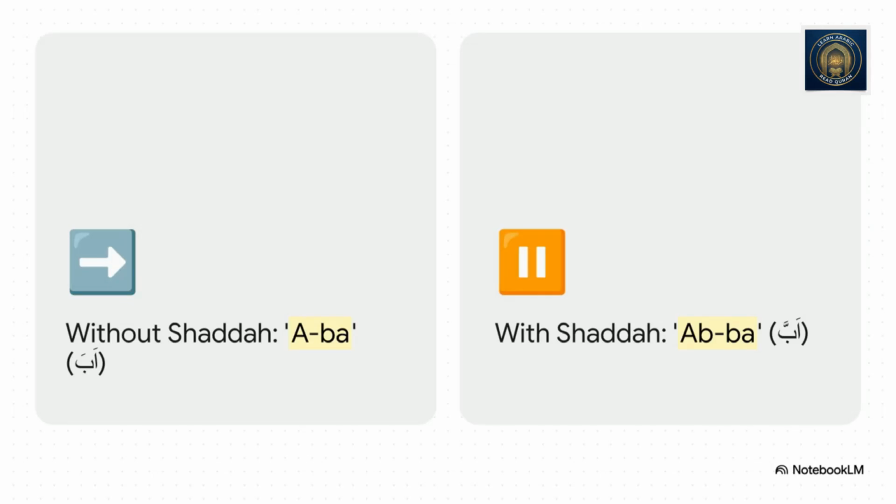On the left, no shadda. It's just aba, nice and smooth. But look at the right side. That shadda on the ba changes everything. Listen to the rhythm. We pronounce the ba sound twice. The first one closes the syllable, ab. The second one starts the next syllable, ba. Put it all together, you get that little pause and emphasis, abba. Can you hear that? That's the shadda doing its job.